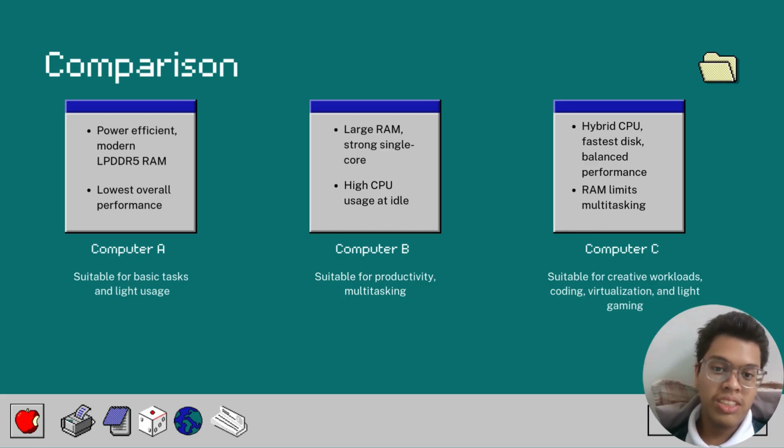For just computer B, it's suitable for productivity and multitasking. Last but not least, computer C. Computer C has a hybrid CPU, fastest disk, and balanced performance. However, the RAM limits multitasking. In short, computer C is just suitable for creative stuff, coding, virtualization, gaming, all that stuff.